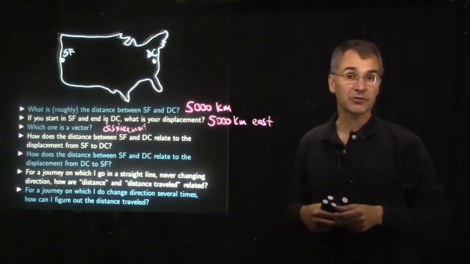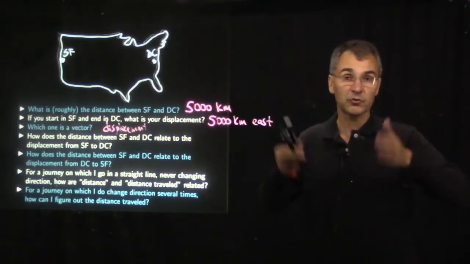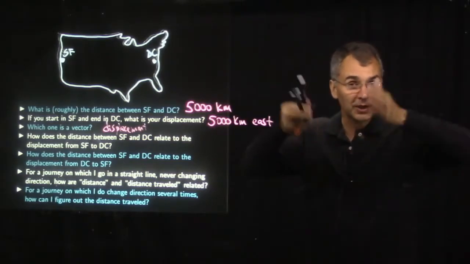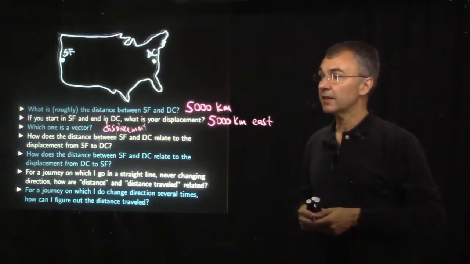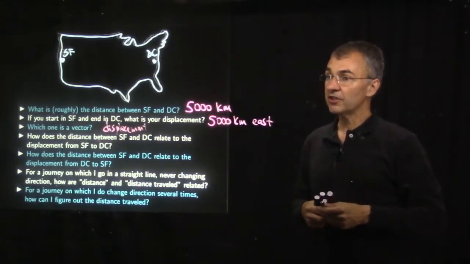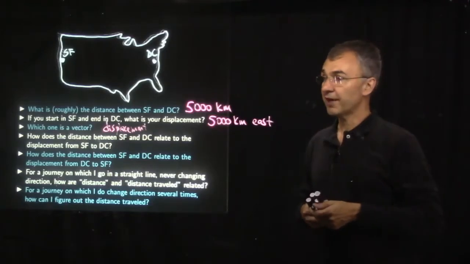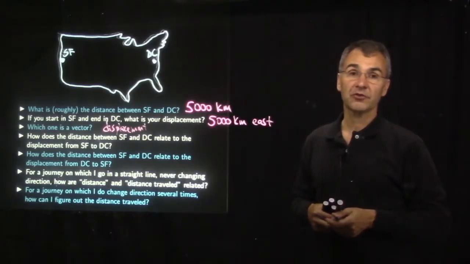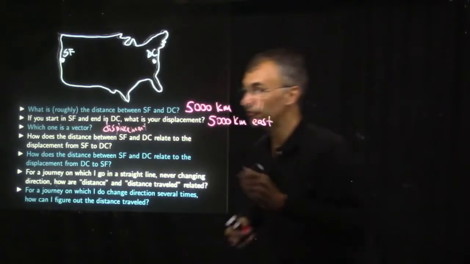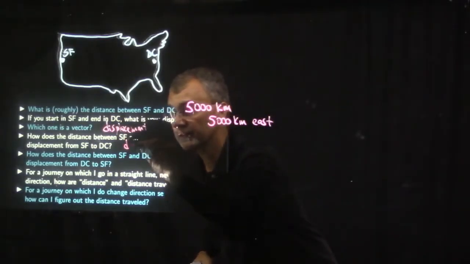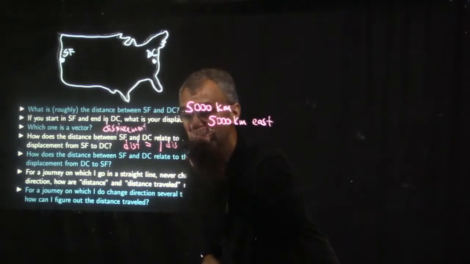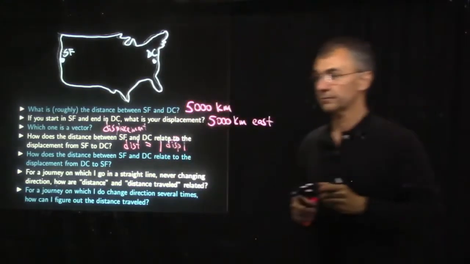It looks like an absolute value sign. Sometimes it's written with 2 vertical lines instead of 2 double vertical lines. But so the distance between San Francisco and DC is just the magnitude of my displacement when I go from San Francisco to DC. So I guess I could say distance is the magnitude of the displacement, which is a vector. Okay.